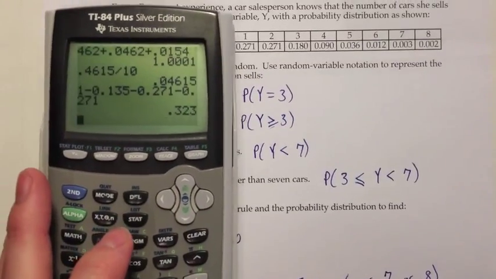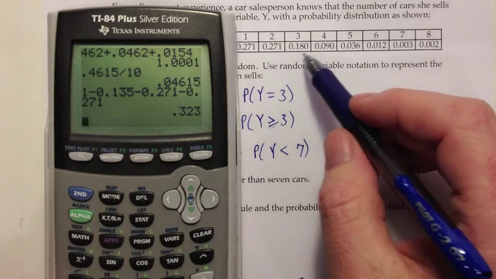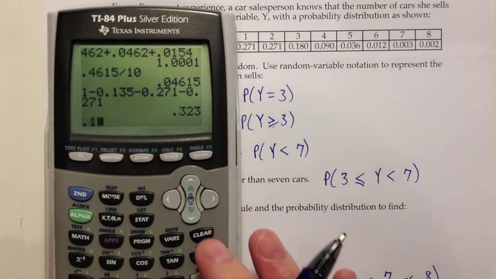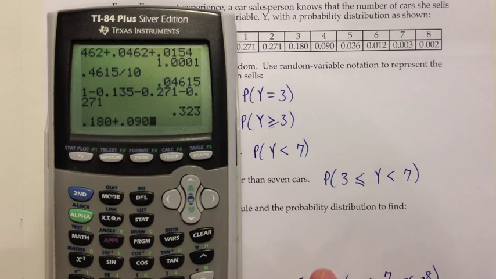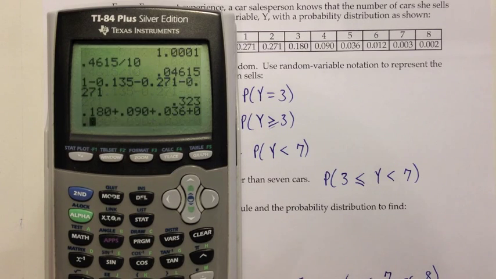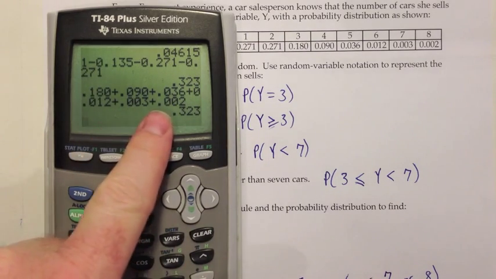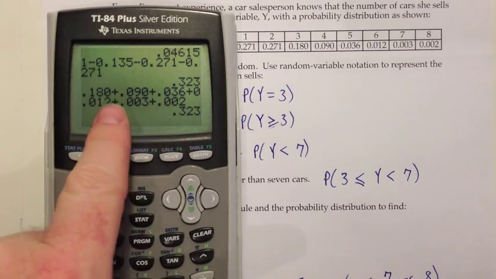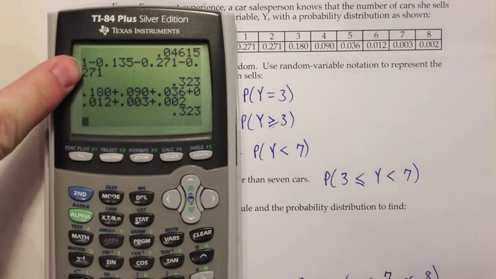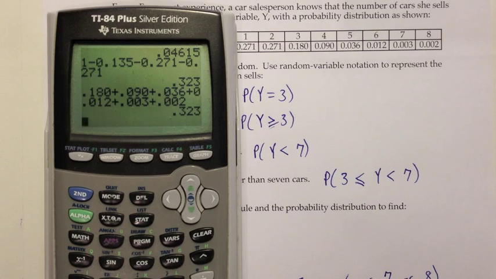And I just want to point out that if I had chosen to add up from 3 to 8, that would have been the same answer: 0.180, 0.090, 0.036, 0.012 plus 0.003 plus 0.002. I still get the 0.323, but I'm adding 6 numbers. You can just look at it on the calculator. That's more calculation than doing the subtraction. So either one works, but if you're going to add more than half, I would suggest using the complement rule and subtracting away what you don't want.